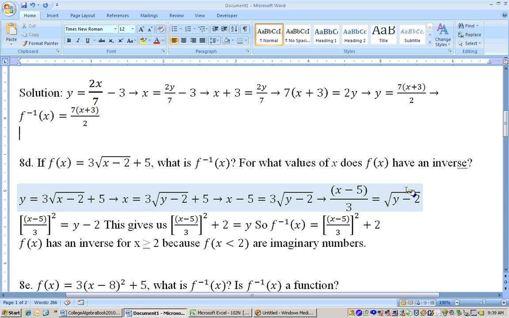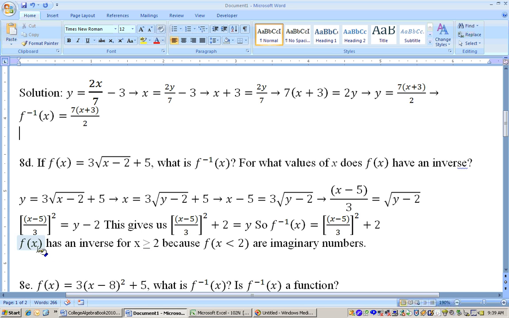When I square it, the square cancels out the square root, and I just get y minus 2. Now, what you need to do at this point is add 2 to both sides, and I get this quantity plus 2 equals y. So this would be my inverse function. Now, the question asks for what values f of x has an inverse.